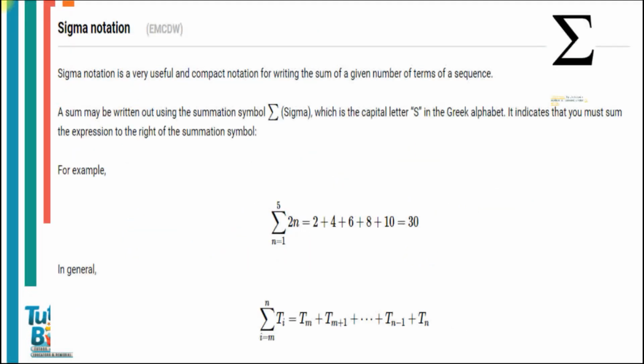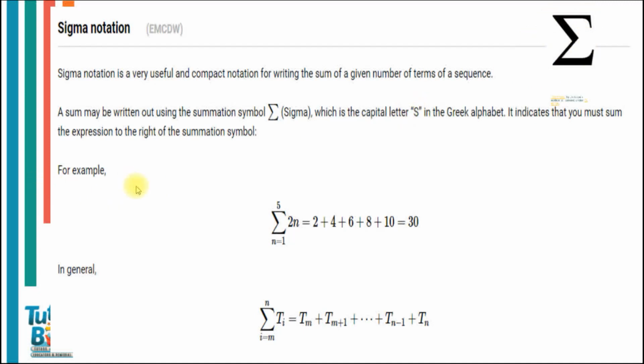And then we also need to know our sigma notation, right? So sigma notation is that guy there. Sigma notation is a very useful and compact notation for writing the sum of a given number of terms of a sequence. So a sum may be written out using the summation symbol, that's sigma, which is the capital letter S in the Greek alphabet. It indicates that you must sum the expression to the right of the summation symbol. So guys, it's this guy. That guy is called sigma there.